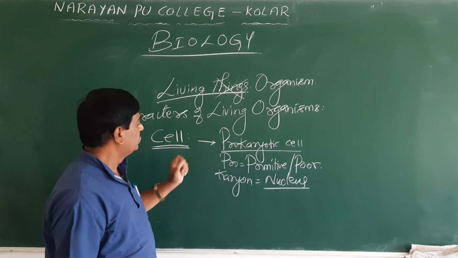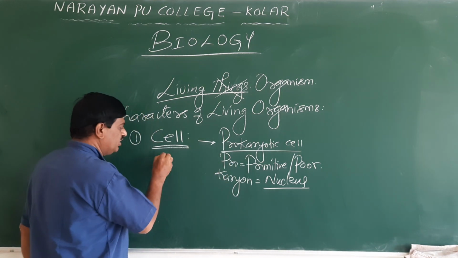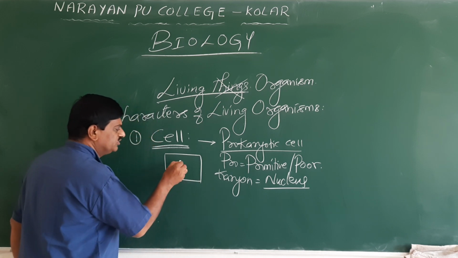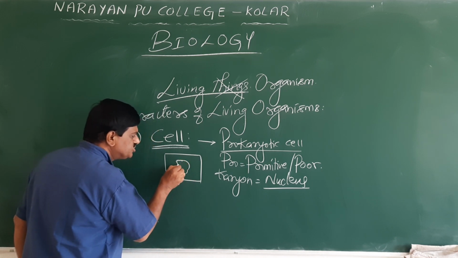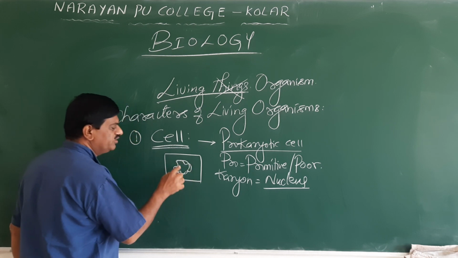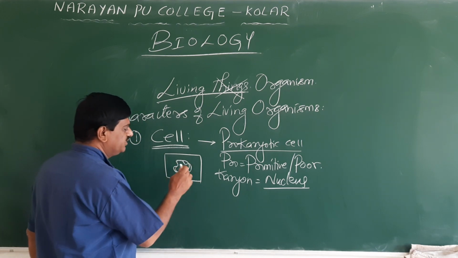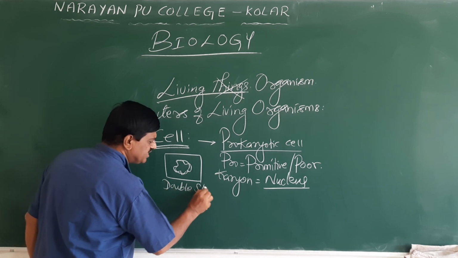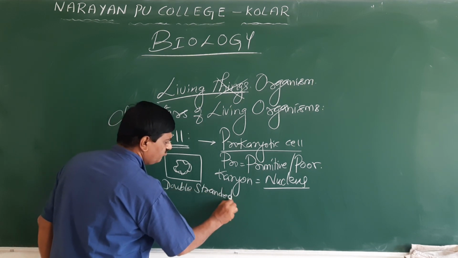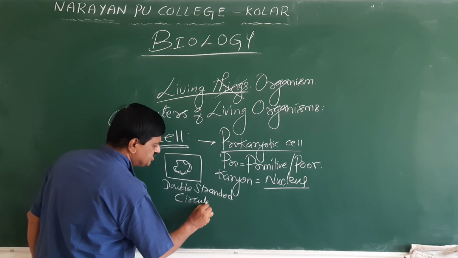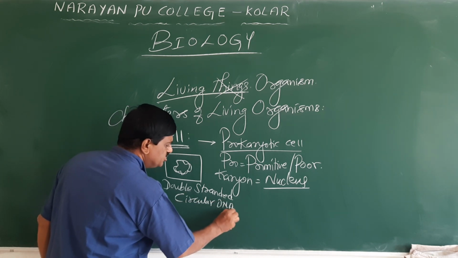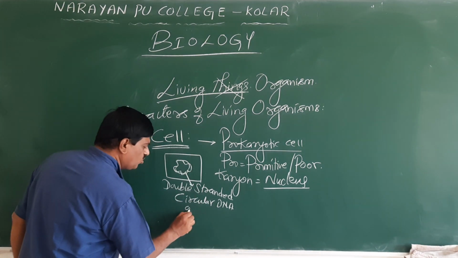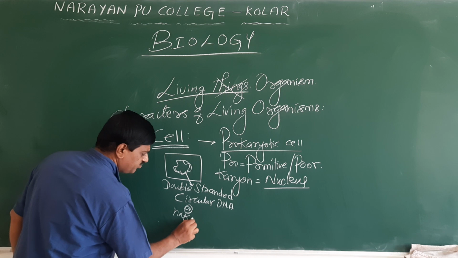We will take one example called bacteria. In bacteria there is a presence of double-stranded circular DNA. Here the genetic material is called double-stranded circular DNA. This double-stranded circular DNA is also called naked DNA.